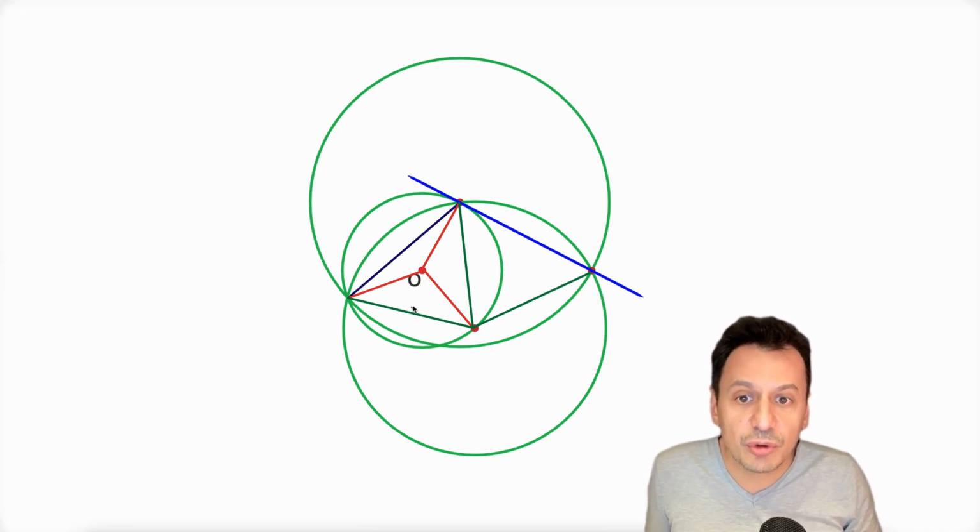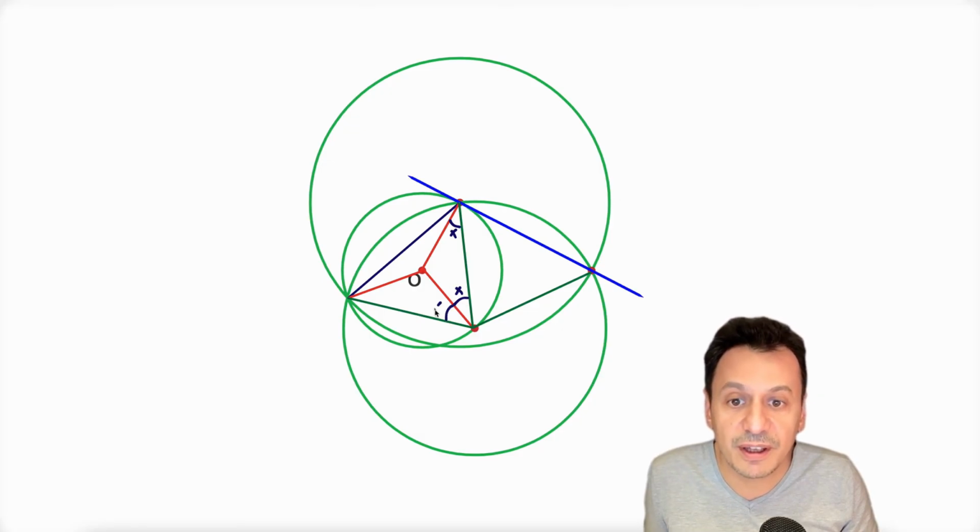Here, I see 2 congruent triangles. Red, red, green, red, red, green. They have side, side, side congruence. And at the same time, they are isosceles. And if I call this x, then this part will also be x. Since the triangles are congruent, this part will also be x.